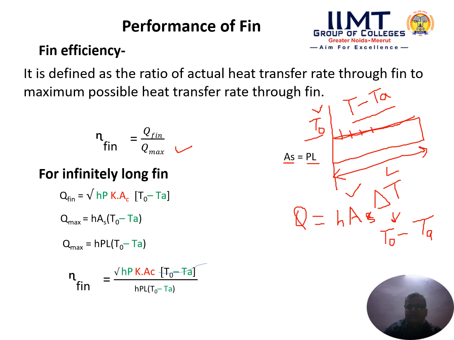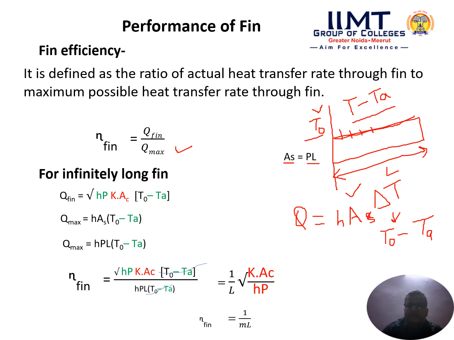Okay, this is the efficiency of fin. T naught and T naught will be cancelled, P is cancelled, and H is cancelled. That means under root 1 upon L into under root KAC upon HP. HP upon KAC is equal to M. That means under root KAC upon HP is equal to 1 upon M. This will be equal to the efficiency of fin, which is 1 upon M dot L. This is the value of efficiency, and it is only for when the fin length is infinite long.